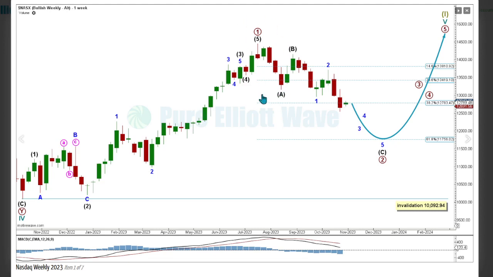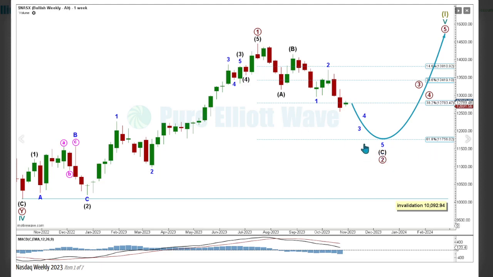Primary wave 1 is labeled complete at this high here. Primary wave 2 is expected to be within intermediate wave C, and within that, minor wave 3. Primary wave 2 has a target calculated at 11756.02, the 0.618 Fibonacci ratio of primary wave 1.